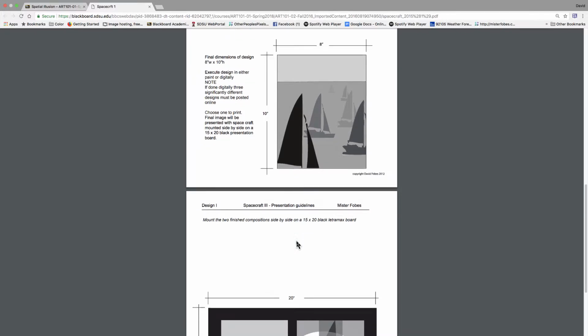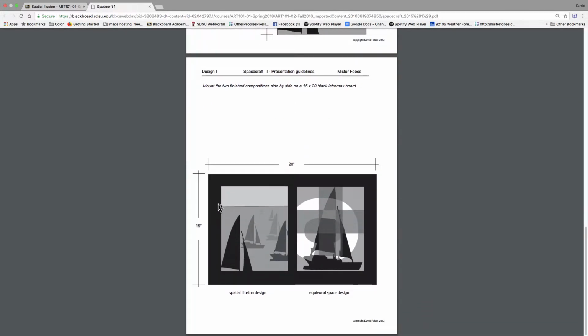We're going to mount the finished product. They're going to be mounted on a 15 by 20 board. So it doesn't matter which side, but one is the spatial illusion is all going to be digital, and the equivocal space design is going to be hand painted. Okay.